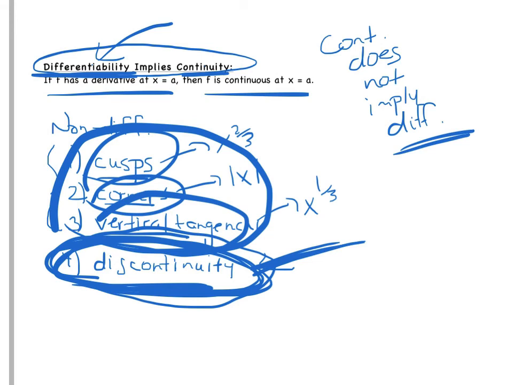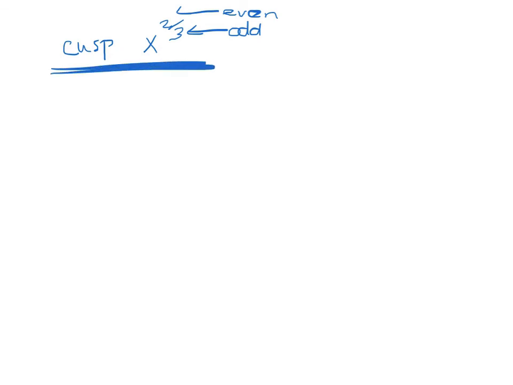Now, if you're given an equation, I can tell you how you can tell if it's going to be a corner, or a cusp, or a vertical tangency. A cusp will always be when you have x to the 2/3 power: it will have an odd denominator and an even numerator. If the numerator's even and the denominator's odd, it's almost always going to be a cusp.